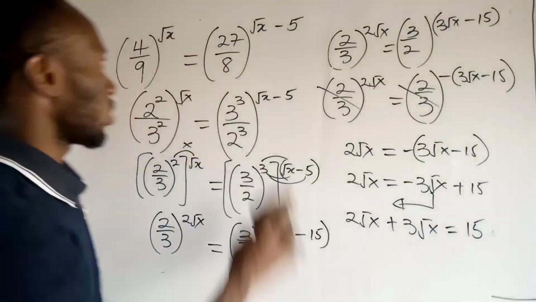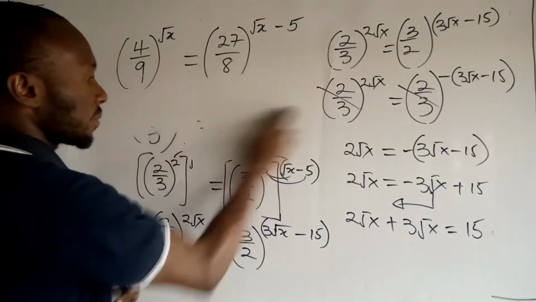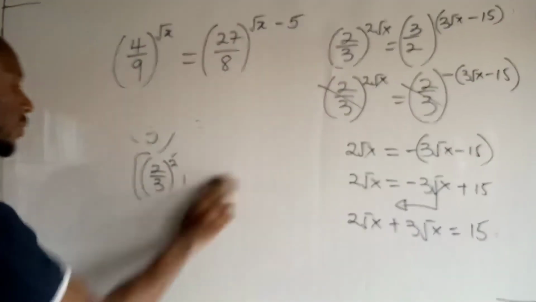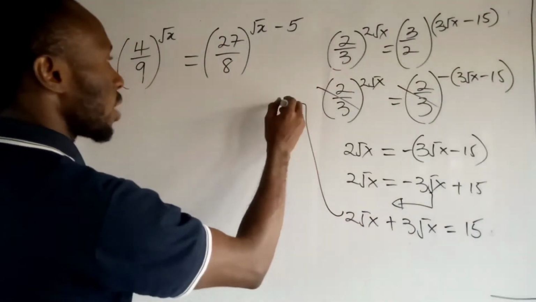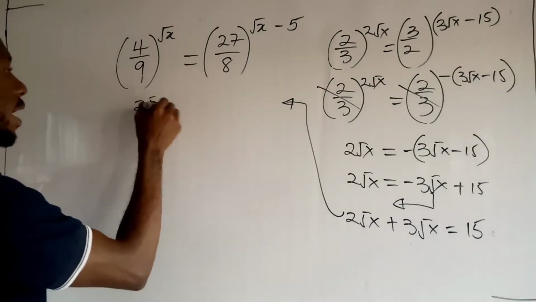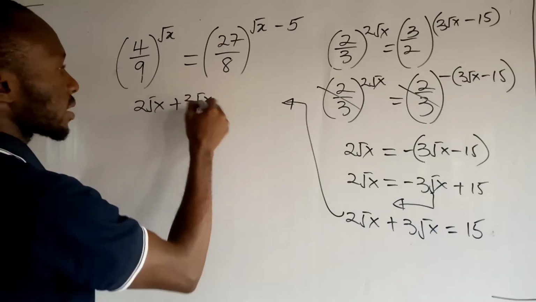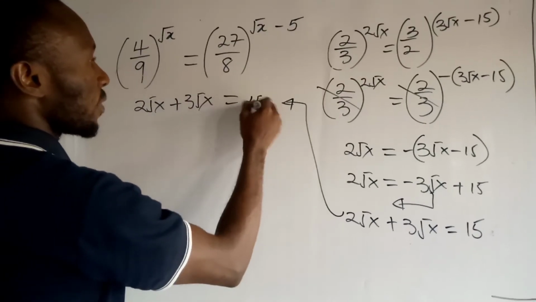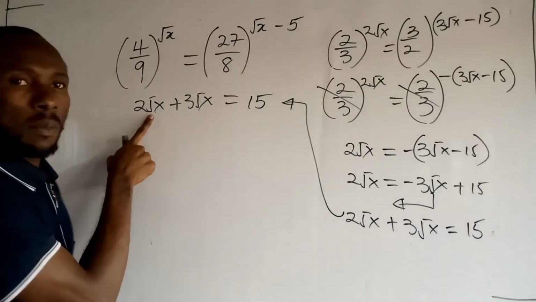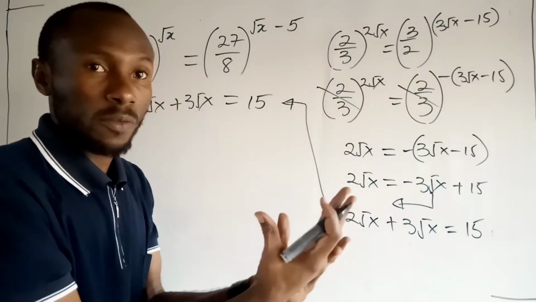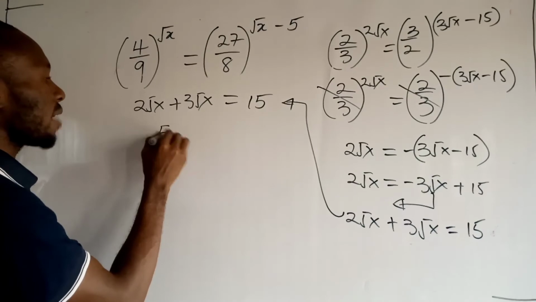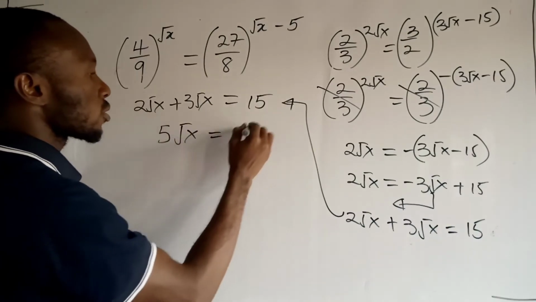Wow, we are almost done. Alright, so let us take these guys to this point. So we have 2 root x plus 3 root x is equal to 15, right? Now 2 root something plus 3 root something is going to give me 5 roots of those things. So this is going to give me 5 root x is equal to 15.